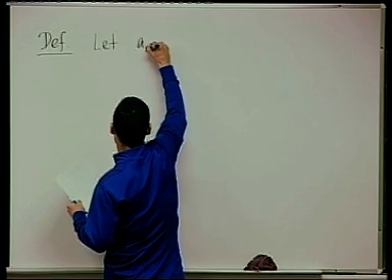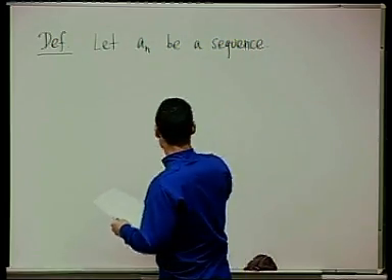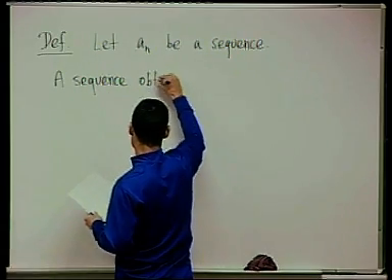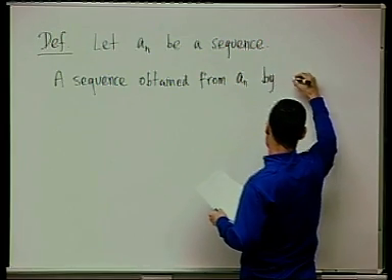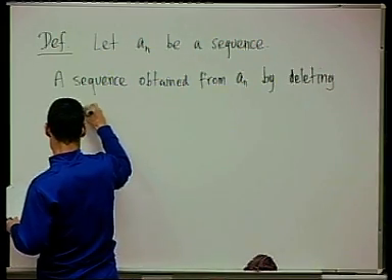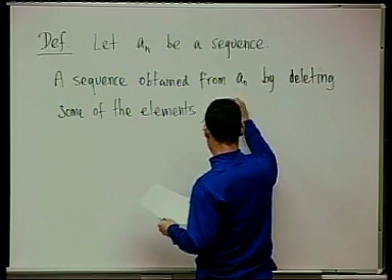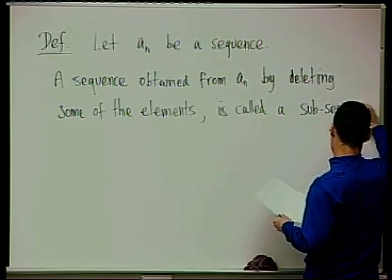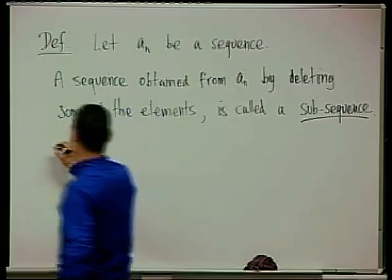Let a_n be a sequence. A sequence obtained from a_n by deleting some of the elements is called a subsequence. Let's do examples.